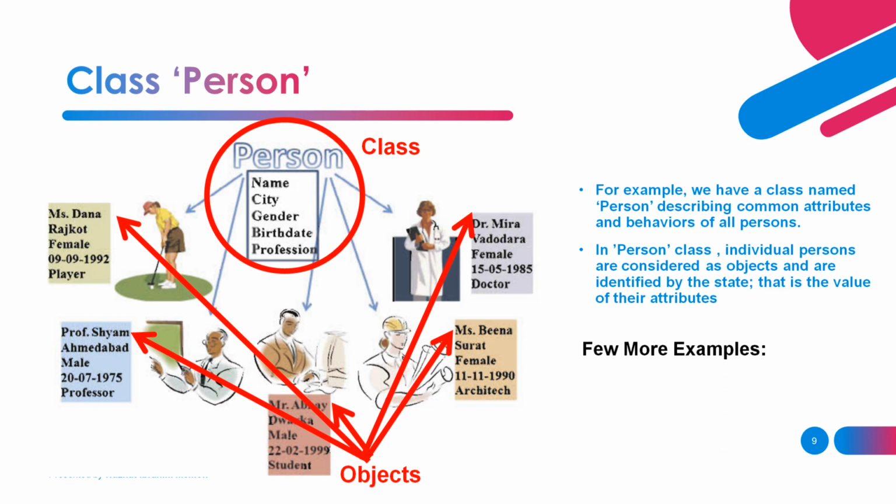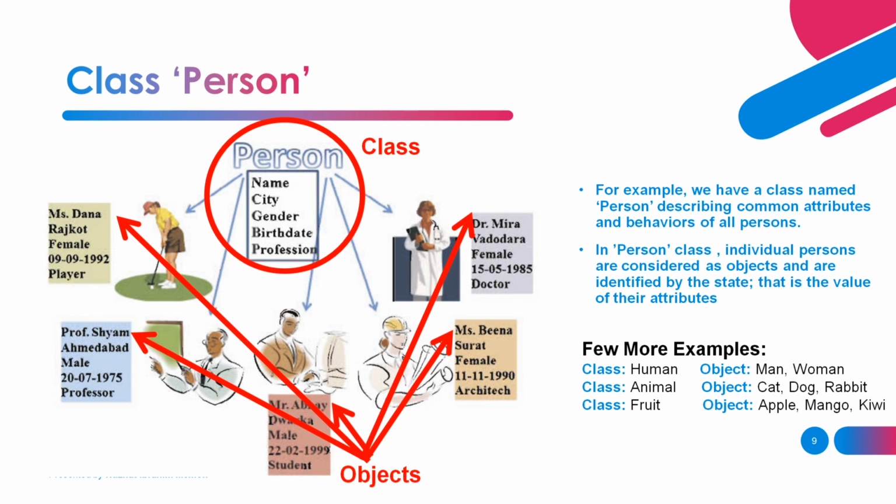Here we will see a few more examples. Once the class has been created, we can create as many objects as we want. Take a class named human. Here an object can be a man, woman. In the animal class, an object can be a cat, dog, rabbit, etc. In the same way, in the fruit class, an object can be apple, mango, kiwi, etc.